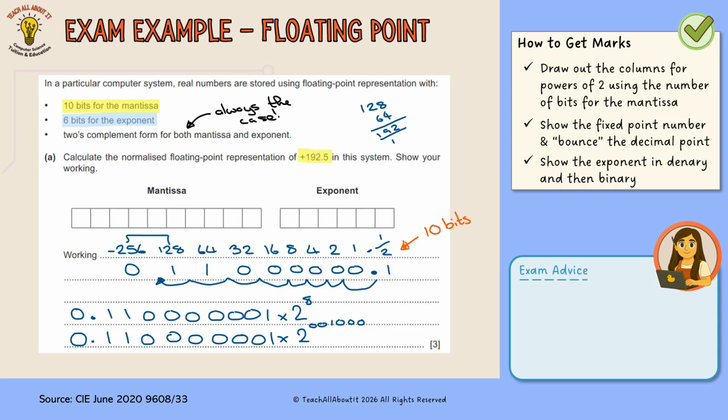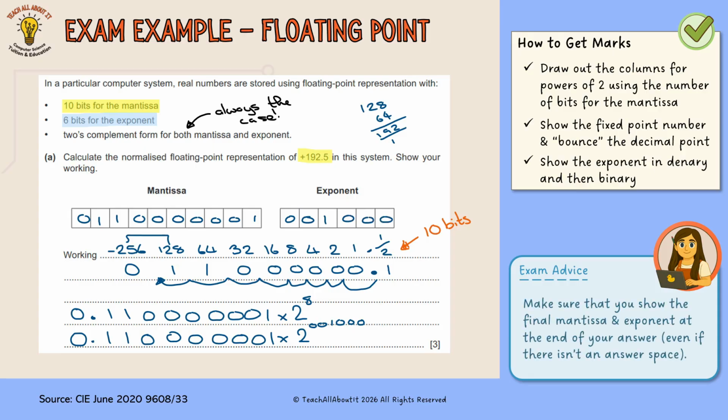Now once you've got to this stage, you are then going to make sure that you are placing both your mantissa and your exponent as an answer clearly within the answer space, or if there isn't an answer space, at the bottom. In this case they've given us a really clear answer space for both of them, but if you don't have that, then make sure you put M equals and E equals. Okay, so that would be a standard example of converting a denary number into a floating point number.